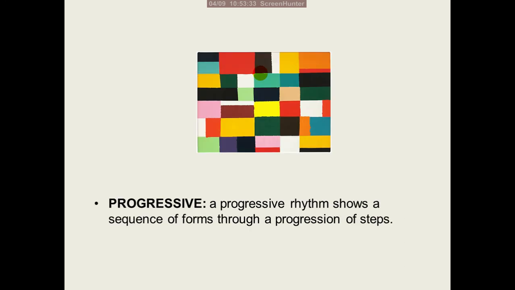And here the progressive rhythm, progressiveness. A progressive rhythm shows a sequence of forms in a progression of steps. Okay, so progressiveness here we have to maintain. Progressiveness means what? Size-wise improvement: smaller, okay, and a bit bigger and bigger, more bigger and biggest. If you arrange them in your design, it can be a progressive rhythm.